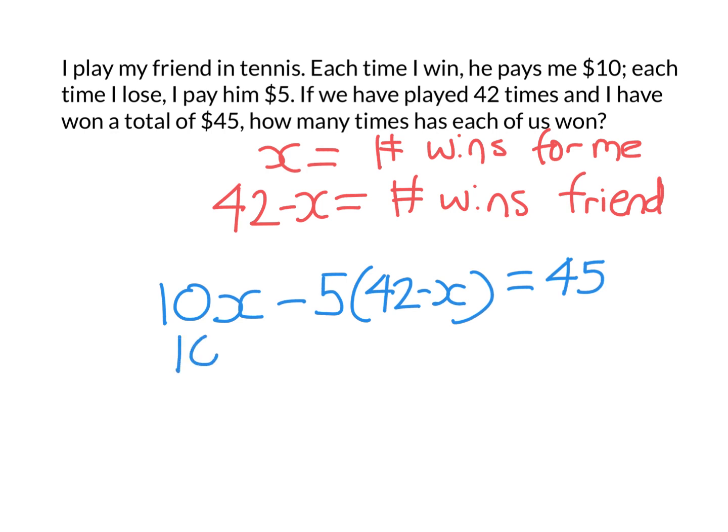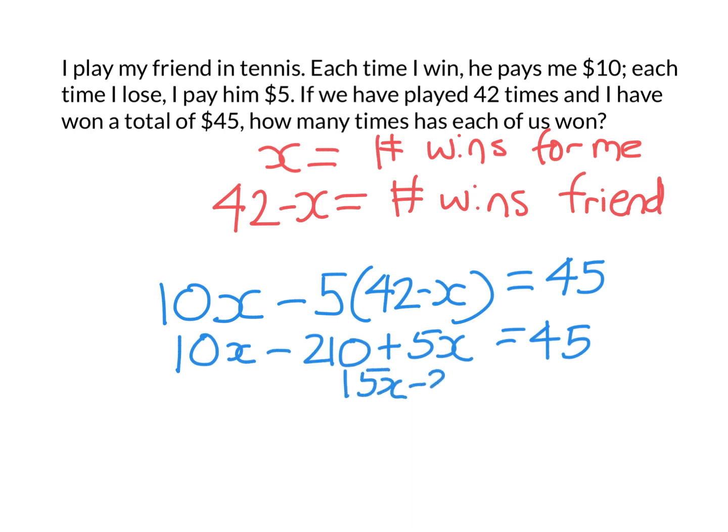We're going to get x to one spot by expanding the brackets. So 5 times 42 is 210, and negative 5 times negative x is positive 5x. All right, now I'm going to collect like terms. 10x plus 5x is 15x. So now I've got an equation where x is in just one spot. I can solve this easily. What I'm going to do is add 210 to both sides. I get 15x equals 255, divided by 15, I get x equals 17.